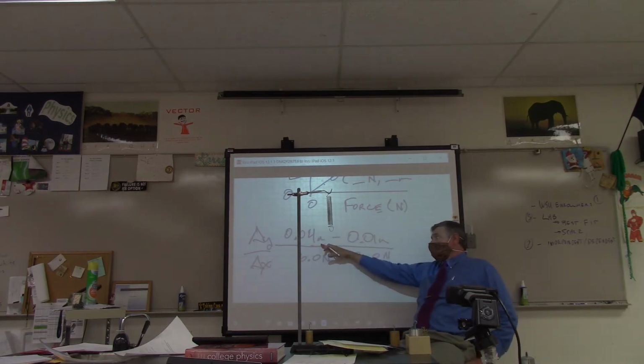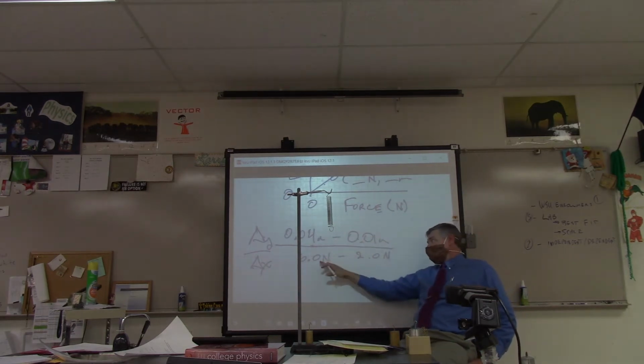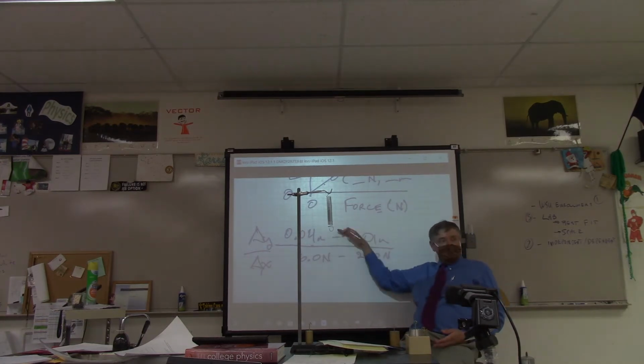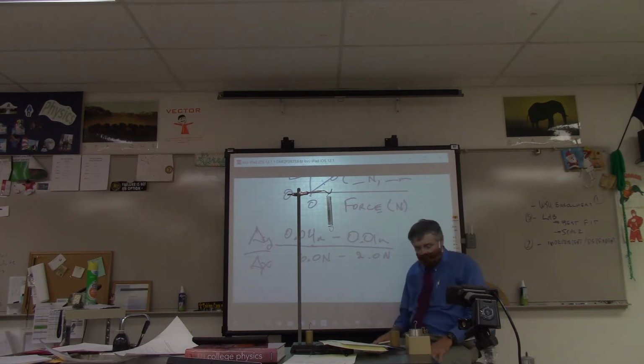Because if all I see is 0.04 minus 0.01 and 6 minus 2, I don't know what those numbers represent. I don't know if you graphed it correctly. I don't know if you're doing your slope calculation right. I want to see the units that go with this. And here's the reason why.